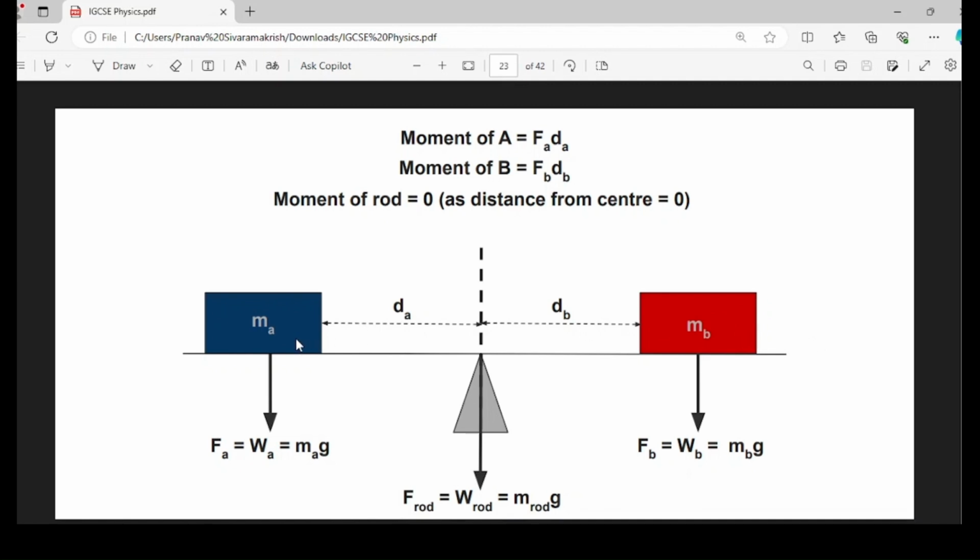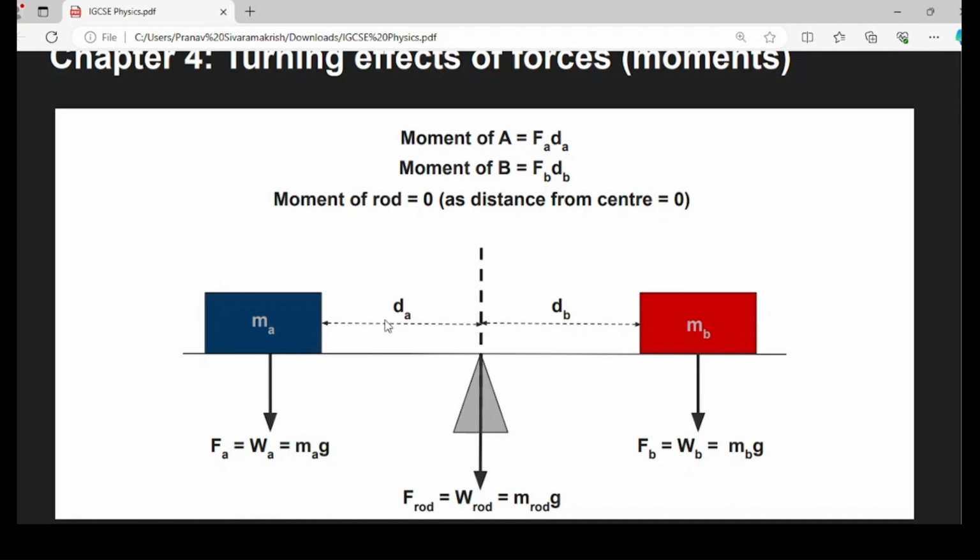So the force that object A exerts on this rod, which is essentially its weight, will make the rod turn in an anti-clockwise direction. If you think of 12 o'clock as the top and 6 o'clock as the bottom, it makes the rod go from 12 to 6. The usual clockwise motion of clocks is from 6 to 12. Whereas B, the force that B exerts due to its weight, makes the rod go from 6 to 12, so that's the clockwise direction.